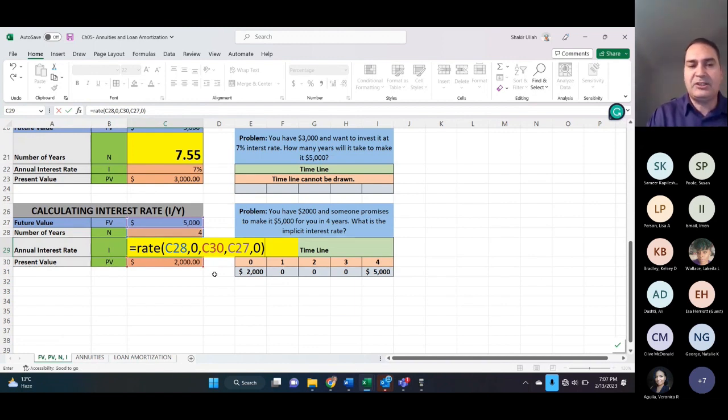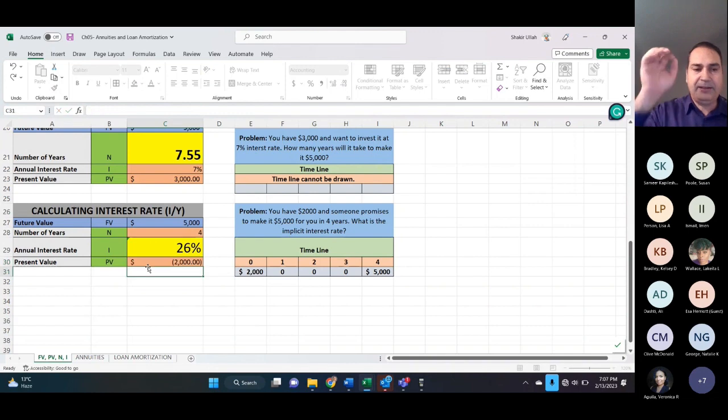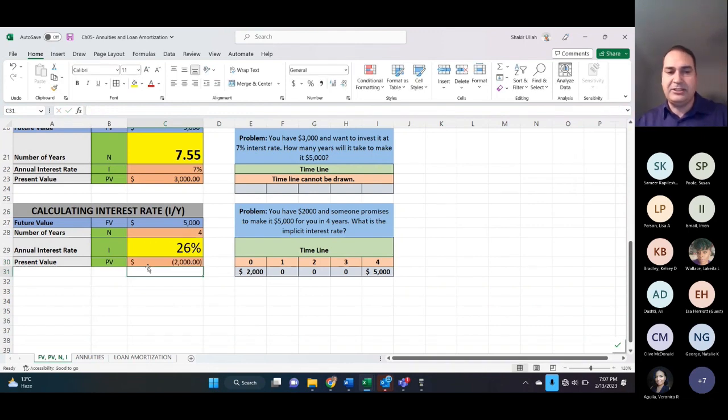So just that you don't get surprised, like when you enter the data and you say, "Well, I'm doing everything correct, but it doesn't give me the answer." Make sure that you don't make that mistake. So let's make one of those negative, and I get a 26% interest rate. That means that this person is potentially offering me a 26% interest rate.